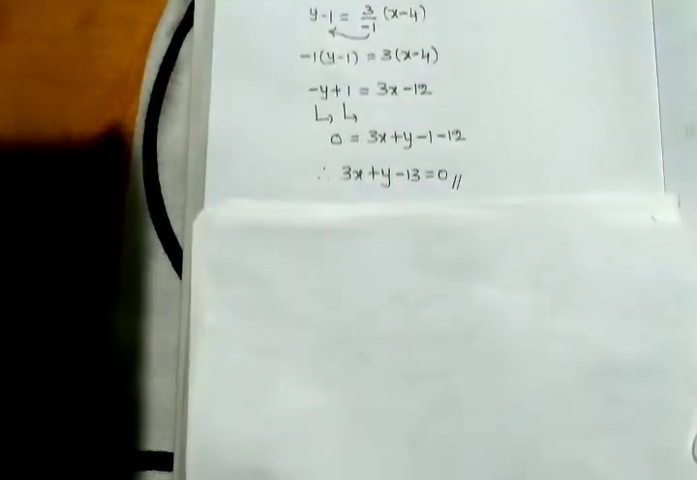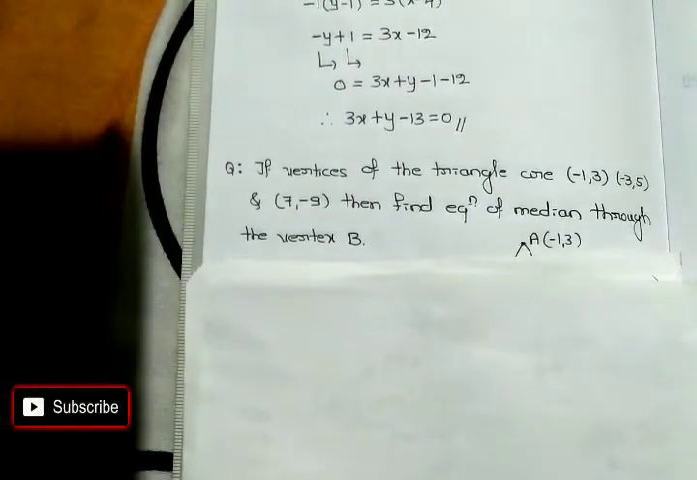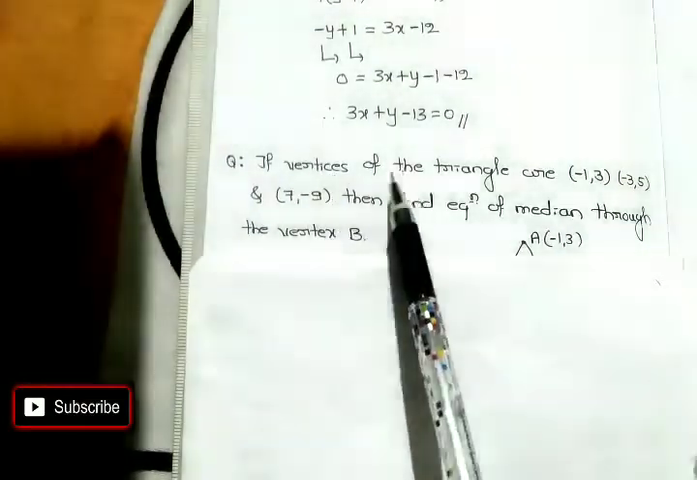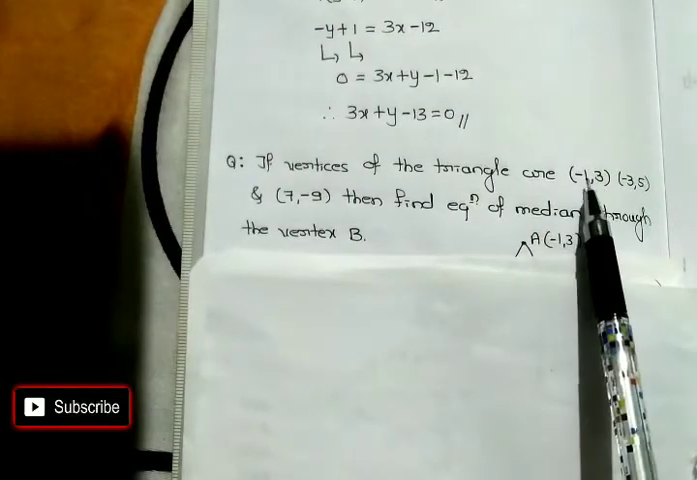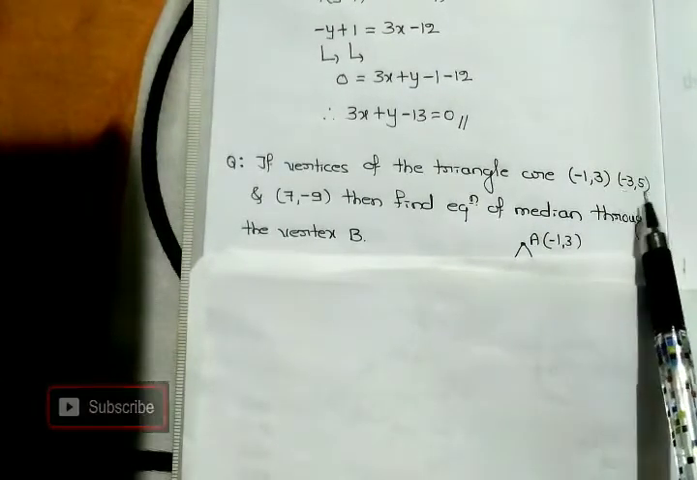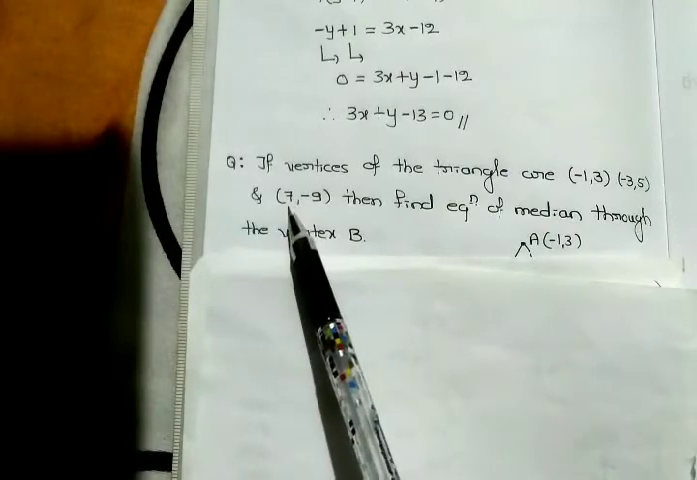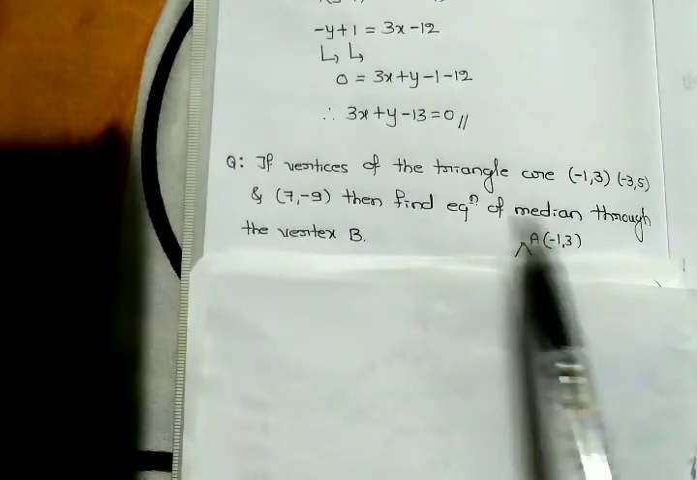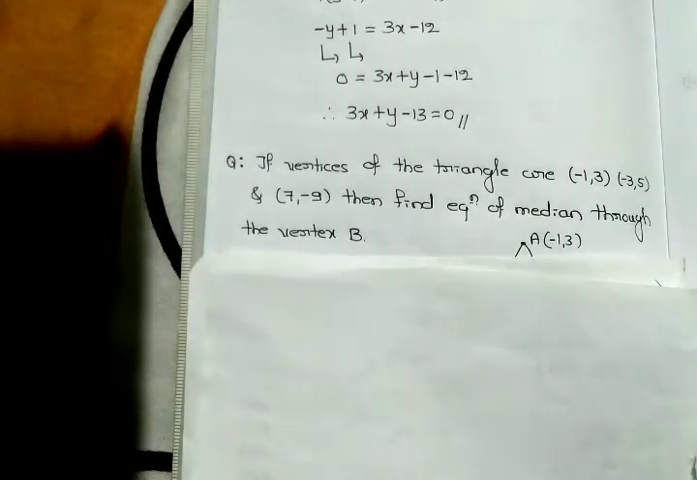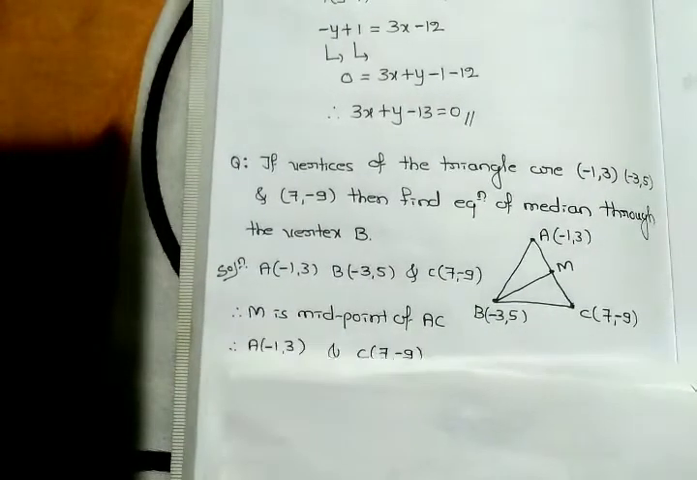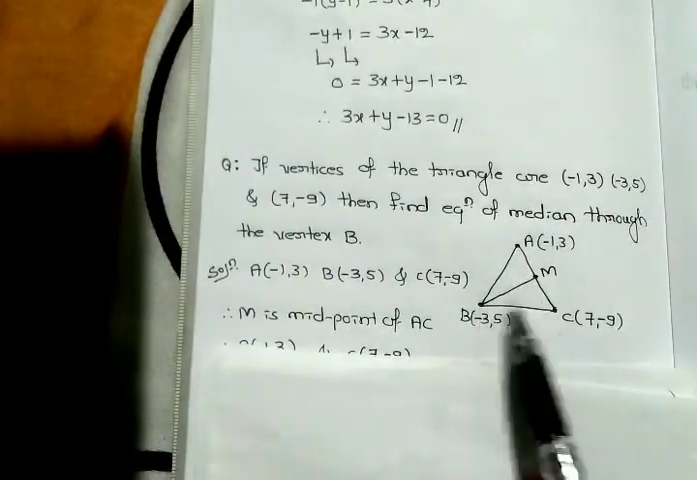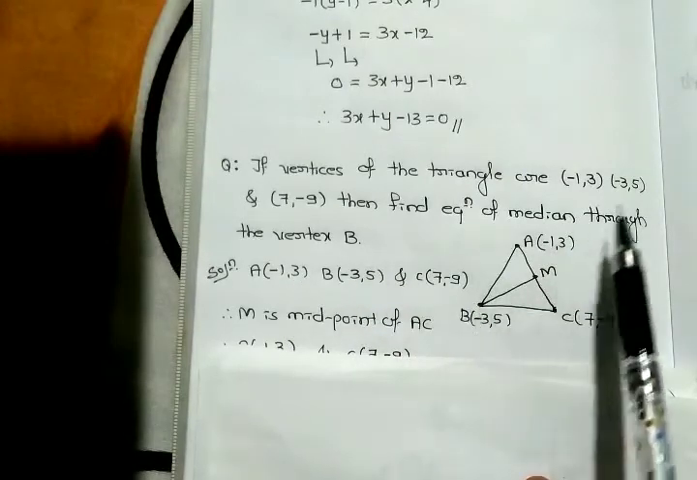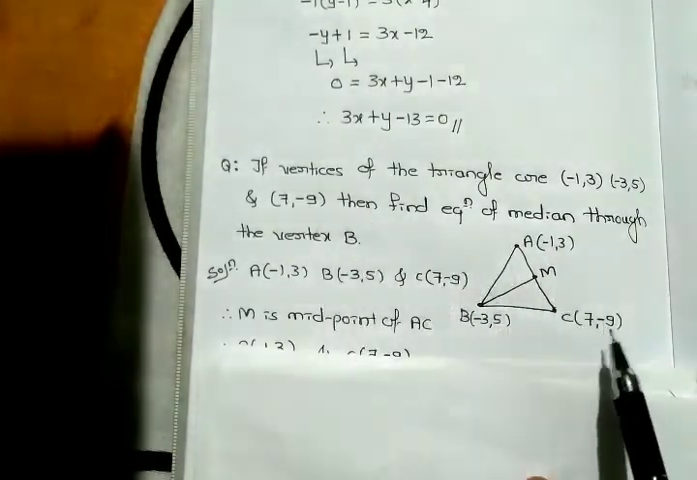So next question. See, next question is, if the vertices of the triangle are minus 1 comma 3, minus 3 comma 5 and 7 comma minus 9, then find the equation of the median through the vertex B. Okay, so now first step same, draw a triangle. Here the triangle is there, first point I am going to consider A, second point B and third point C.